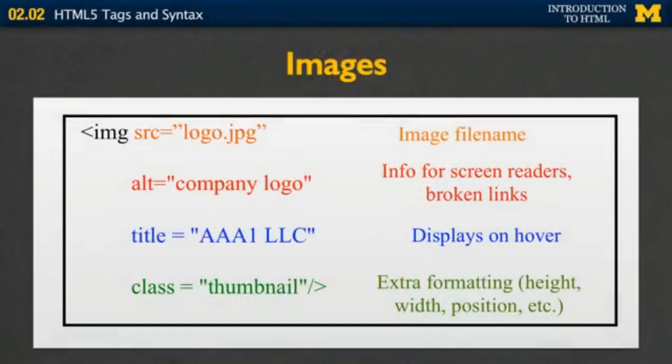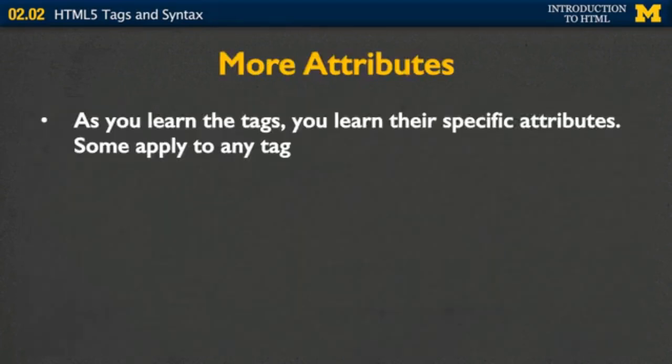image_02586. Here's an example for you of one image tag with multiple attributes. I have the image tag followed by source, logo.jpg. I have the alternative text, which is info for the screen readers and broken links. I include a title attribute, which will often display when you hover over the image. And then I also have a class attribute, which might indicate extra formatting, such as the height, the width, the position, etc.